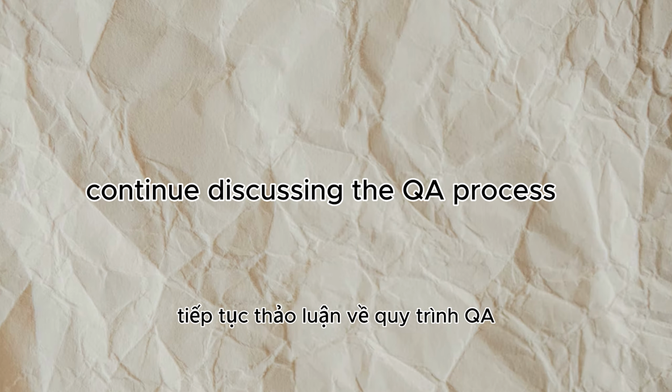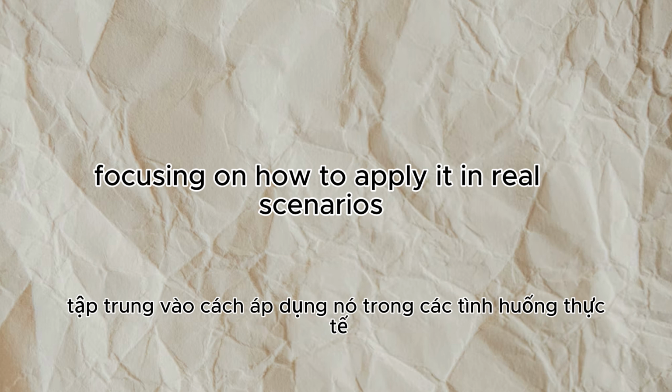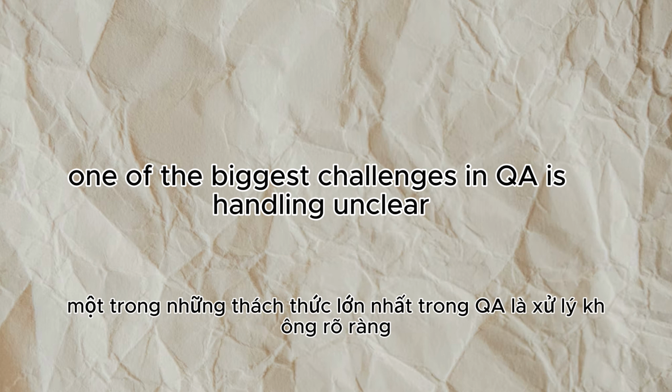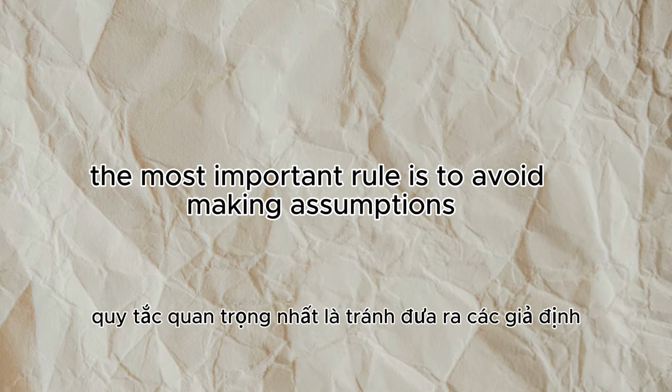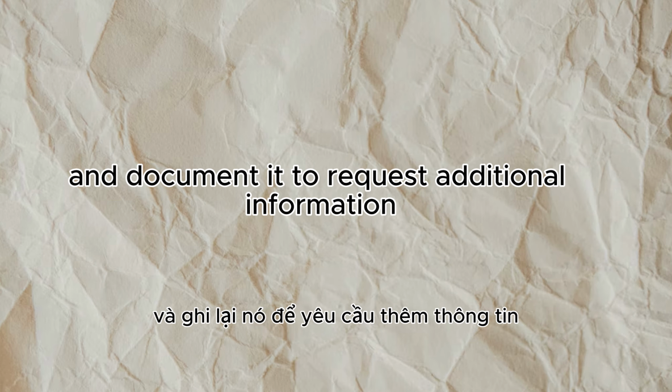Today we will continue discussing the QA process for core product data fields, focusing on how to apply it in real scenarios. One of the biggest challenges in QA is handling unclear or incomplete data. In these cases, the most important rule is to avoid making assumptions. Instead, clearly identify the issue and document it to request additional information.